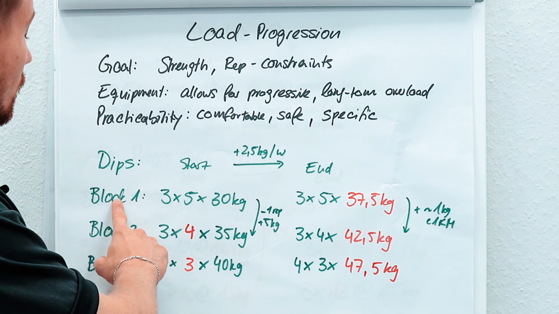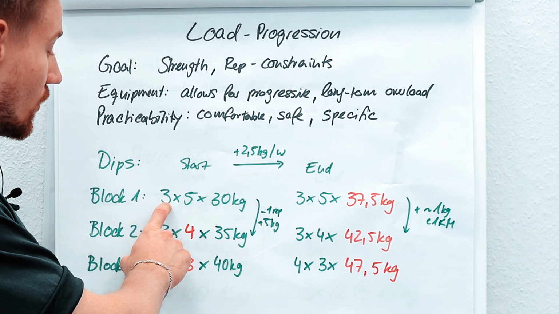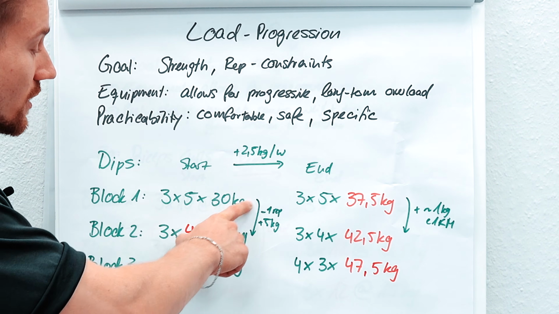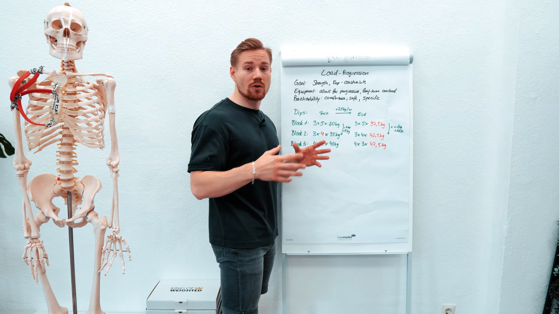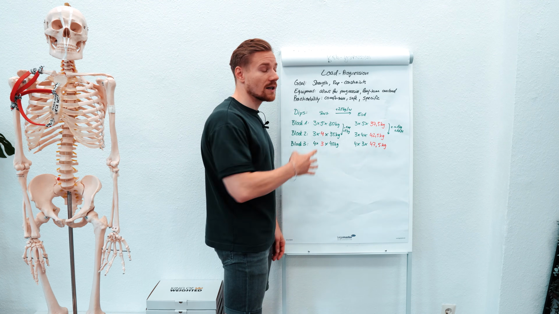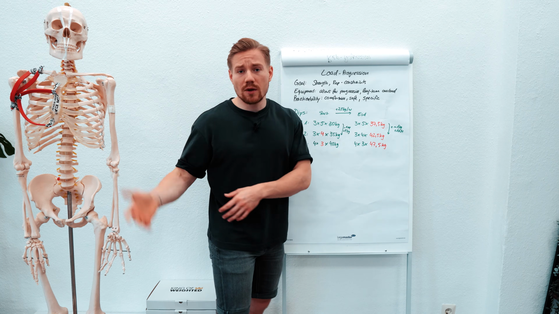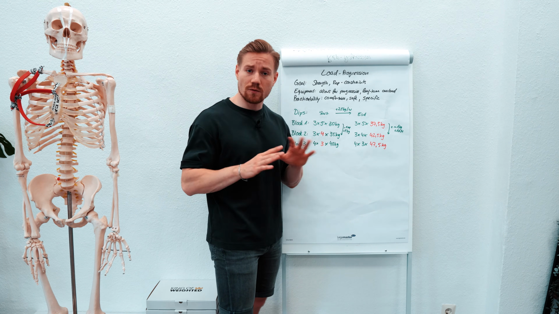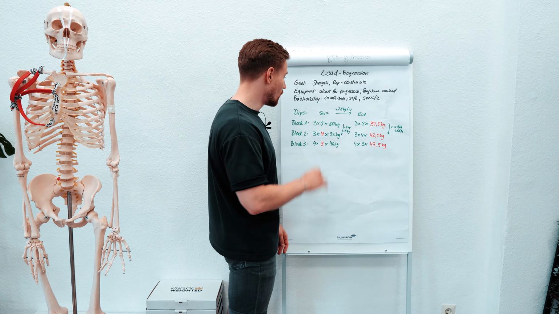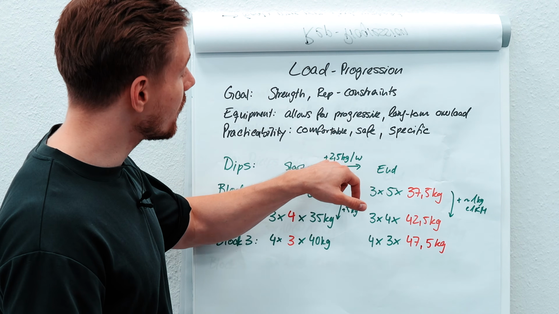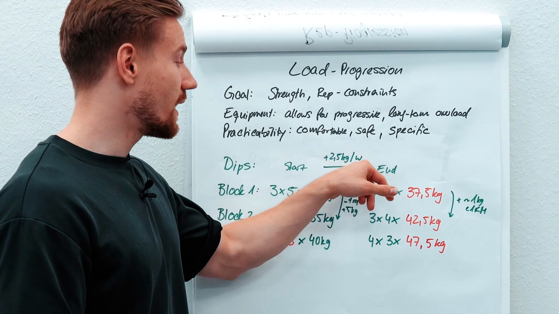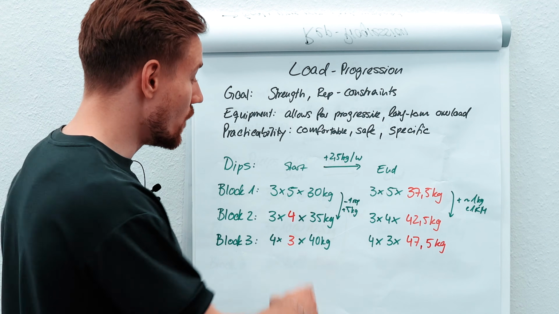In that example, we're starting block number 1, 3 sets, 5 repetitions, 30 kg additional weight. Then, within the course of a block, let it be in this example 4 weeks, it could be 3 weeks, it could be 5 weeks, 6 weeks, super individual. In our case, 4 weeks. And we're starting the first week with 30 kg and we're adding plus 2.5 kg per week.